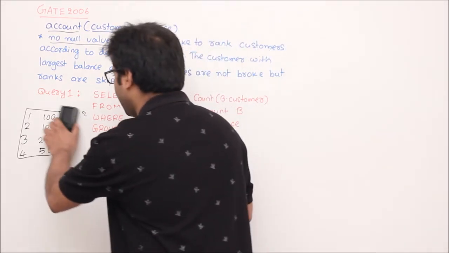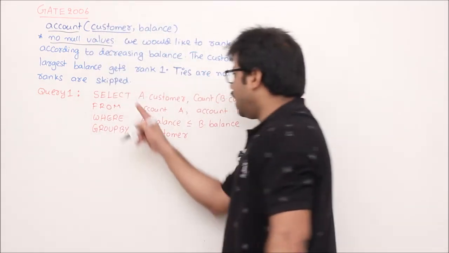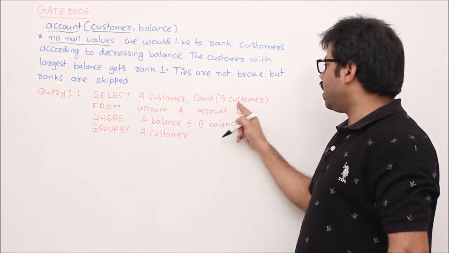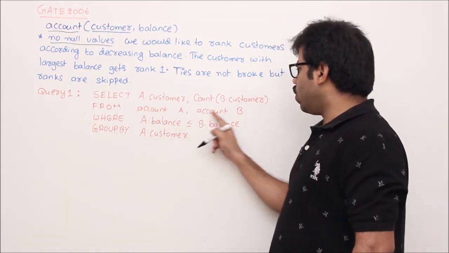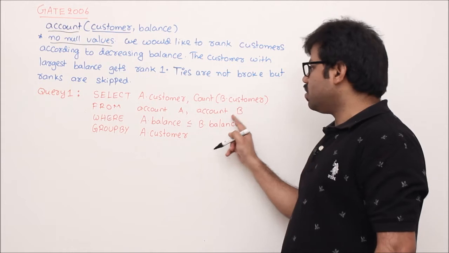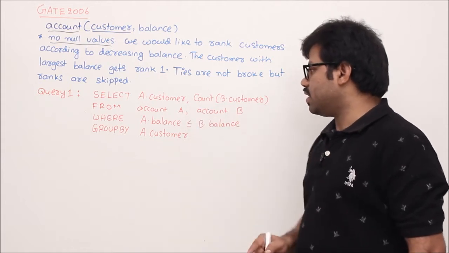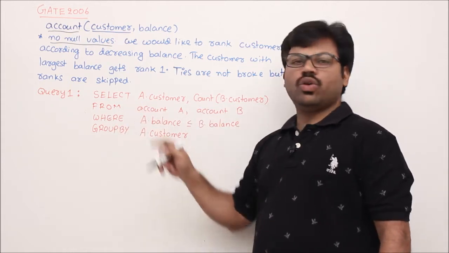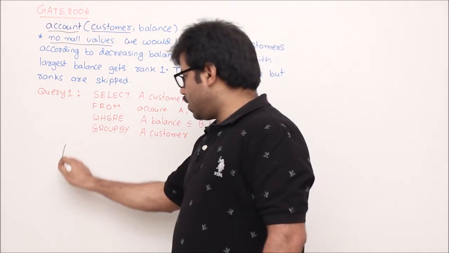Let's read the query and understand it for some data. Select A.customer and count of B.customer from account A, account B. That means the same account is taken 2 times. Then the comma means a Cartesian product is done. Then a where condition followed by group by. Let's take the data and execute it.